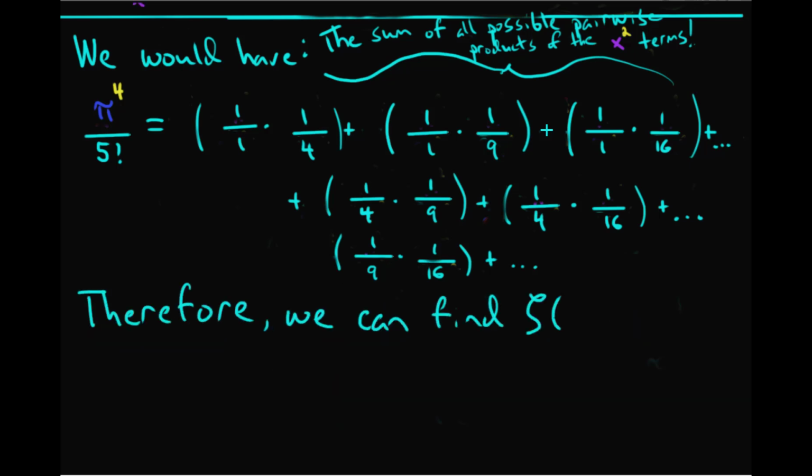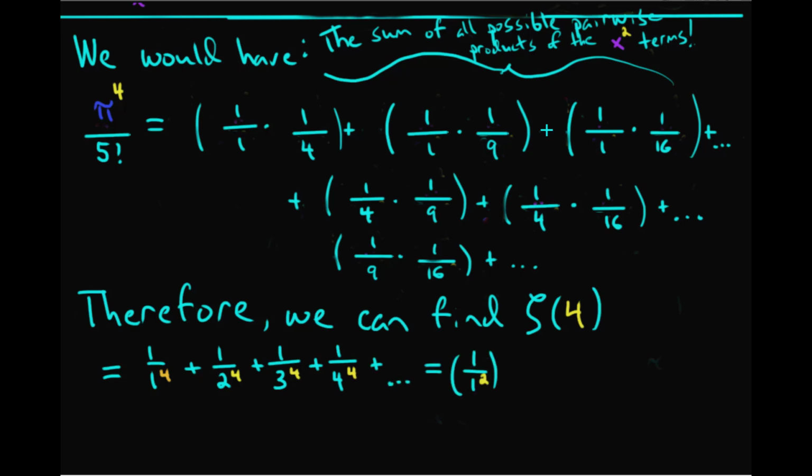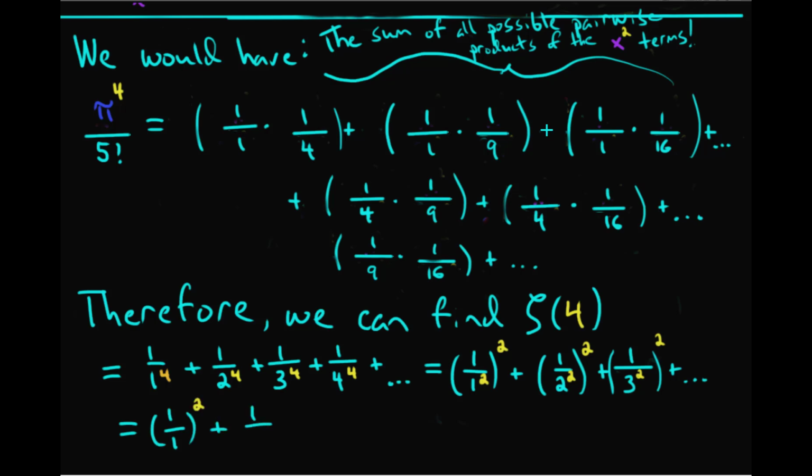Knowing that, we're now in a position to find zeta of 4. Because zeta of 4 just equals 1 over 1 to the fourth, plus 1 over 2 to the fourth, plus 1 over 3 to the fourth, plus 1 over 4 to the fourth. That's the same thing as 1 over 1 squared squared, plus 1 over 2 squared squared, plus 1 over 3 squared squared, plus 1 over 4 squared squared, and so on. Zeta of 4 is just equal to the power sum of squared terms. It's just equal to P2.